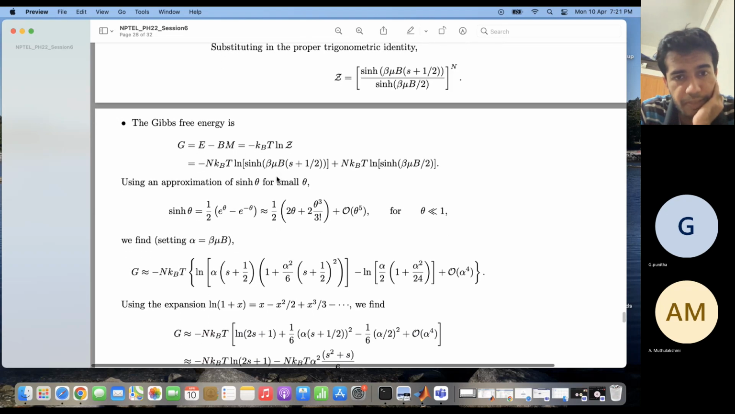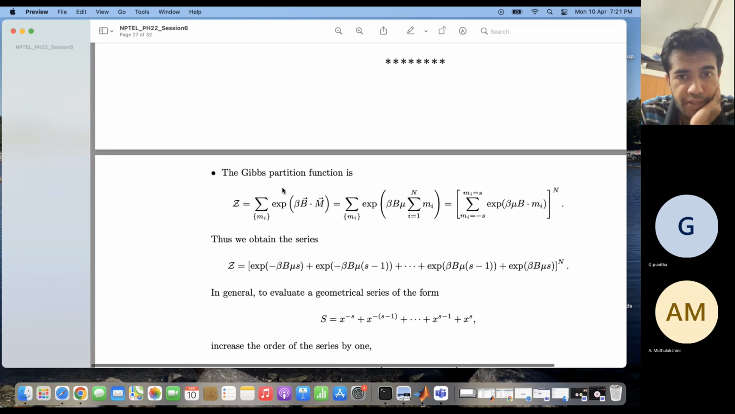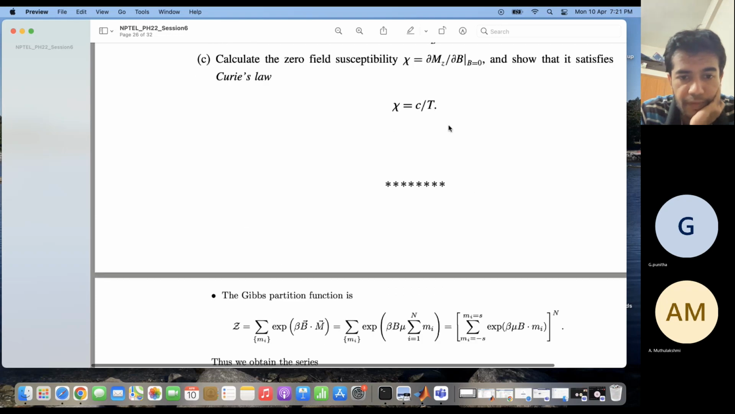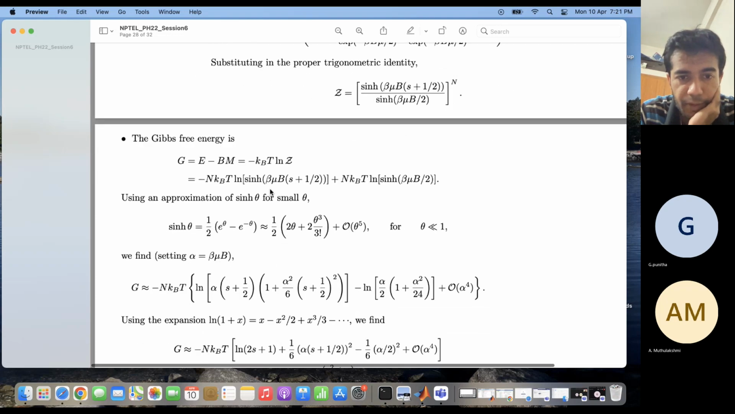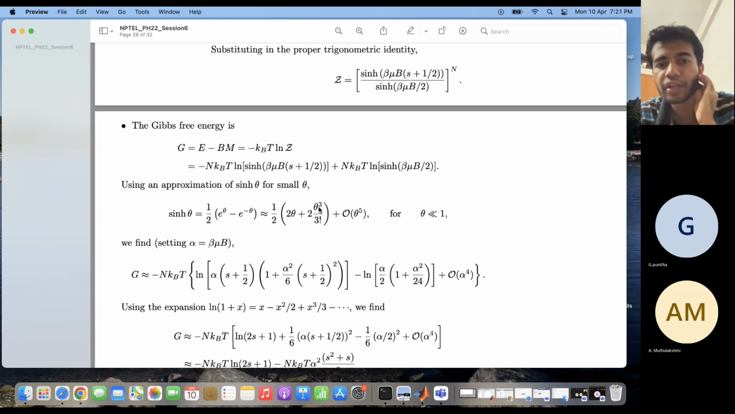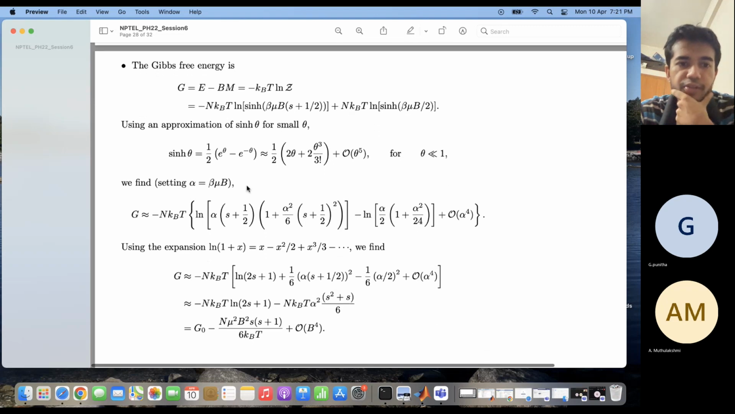Now I use the expression of sine hyperbolic theta for small theta. Why? Because I am given that I have to calculate G for small b. If I take b to be a small quantity, then the argument of the sine hyperbolic becomes small. So sine hyperbolic theta for small theta can be written, by Taylor expanding these exponentials, as half into 2 theta plus 2 theta cubed by 3 factorial plus order theta to the power 5 terms. If I set alpha equal to beta mu b, then I obtain that G is equal to this thing.